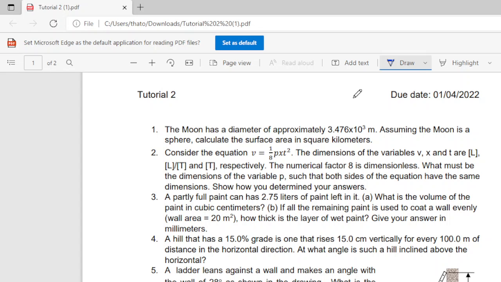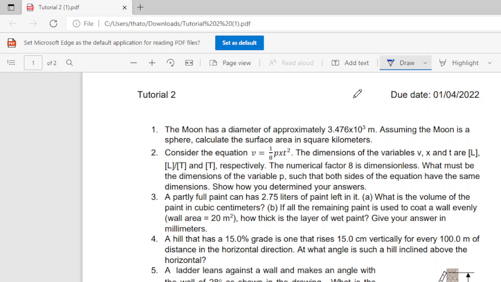So these are the tutorials due on the 1st of April this year. I'm not gonna do everything because I don't want to rob them the opportunity to learn, right? But I might assist where they struggle. I was requested to assist with question 2, question 5, and question 6.